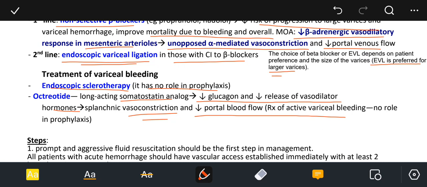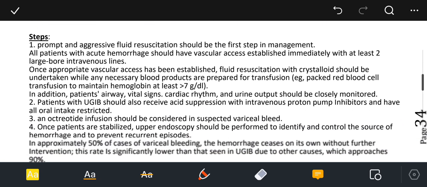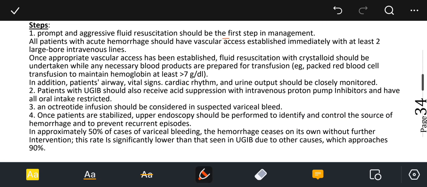What are the steps? Number 1, prompt and aggressive fluid resuscitation should be the first step in management. All patients in acute hemorrhage should have vascular access established immediately with at least 2 large bore intravenous lines. Once appropriate vascular access has been established, resuscitation with a crystalloid should be undertaken while any necessary blood products are prepared for transfusion, for example packed red blood cells transfusion to maintain the hemoglobin at least more than 7 grams per deciliter. In addition, the patient's airway, vital signs, cardiac rhythm, and urine output should be closely monitored.